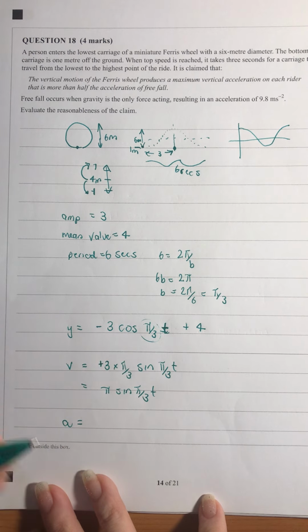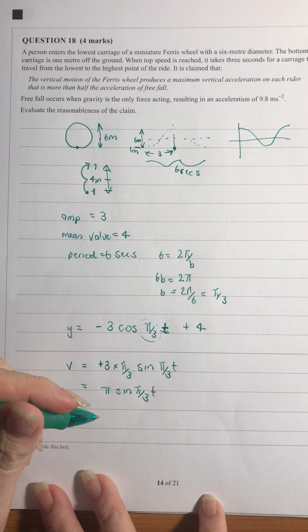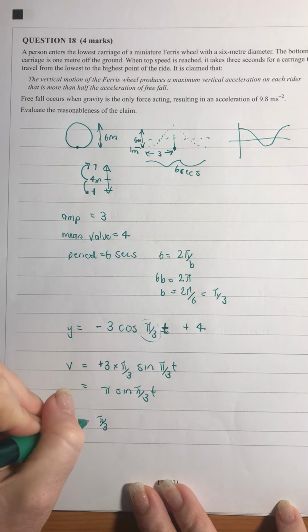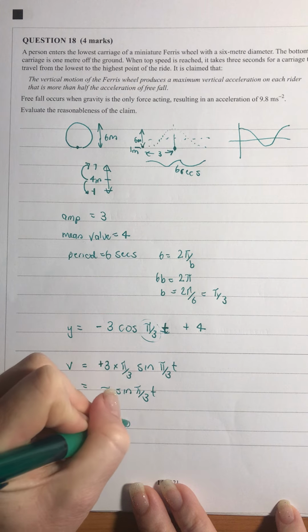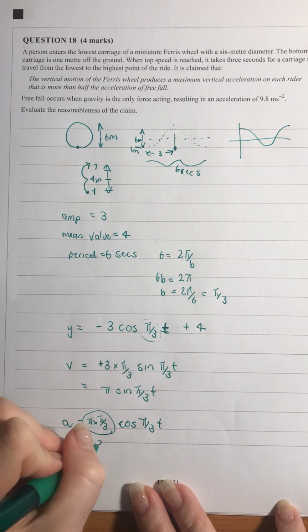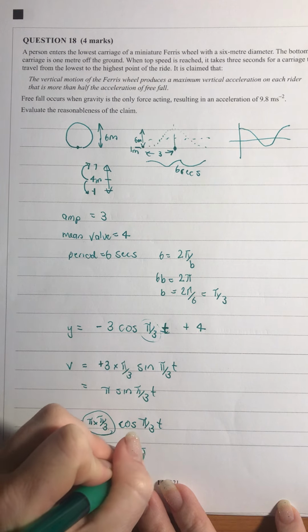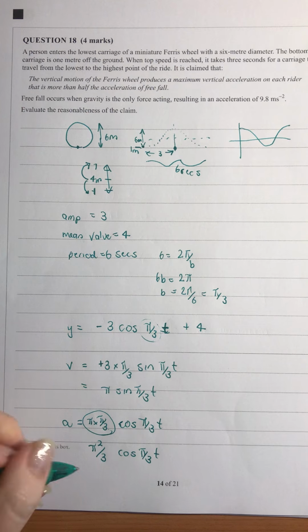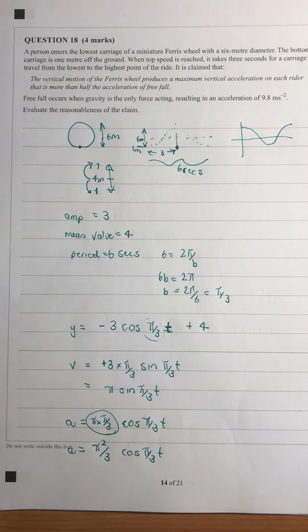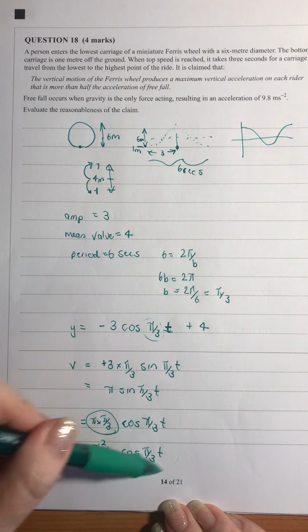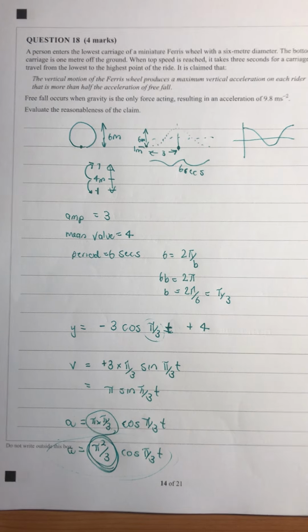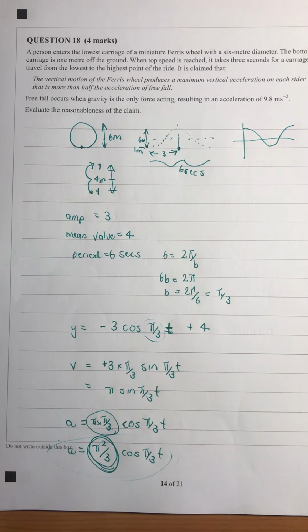Then to get the acceleration, we're going to do the derivative again. So then that will become pi on 3 times pi, and that will go to cos pi on 3t. So that then here will become pi squared on 3 cos of pi on 3t. Now, when we're thinking about that curve, we know that the amplitude gives us the maximum. So if we're talking about the equation for acceleration, then this amplitude here is going to tell us the maximum acceleration that it is going to experience.